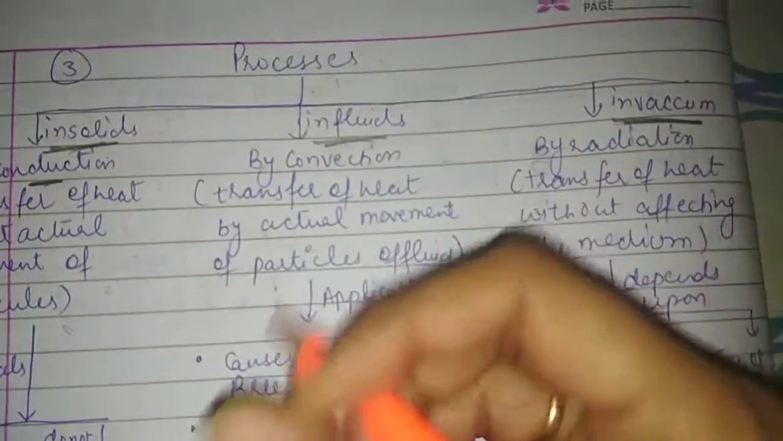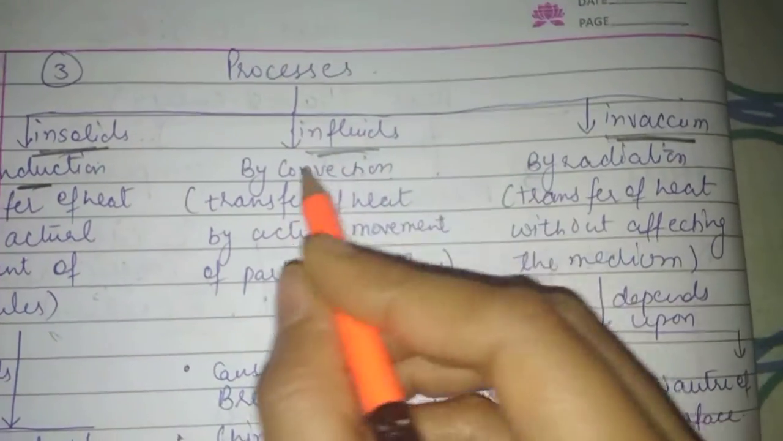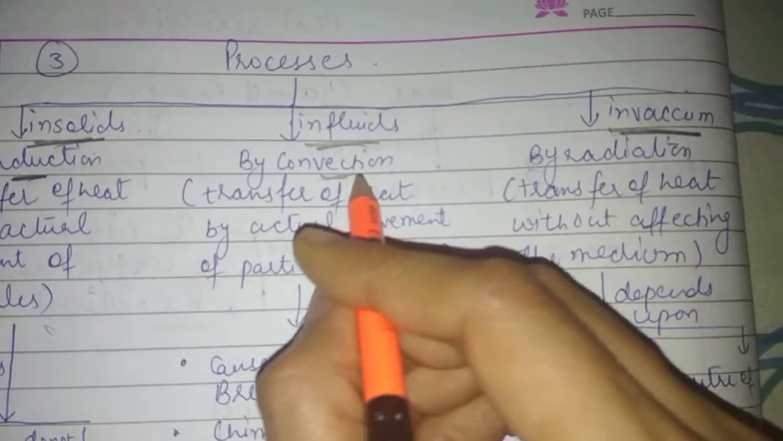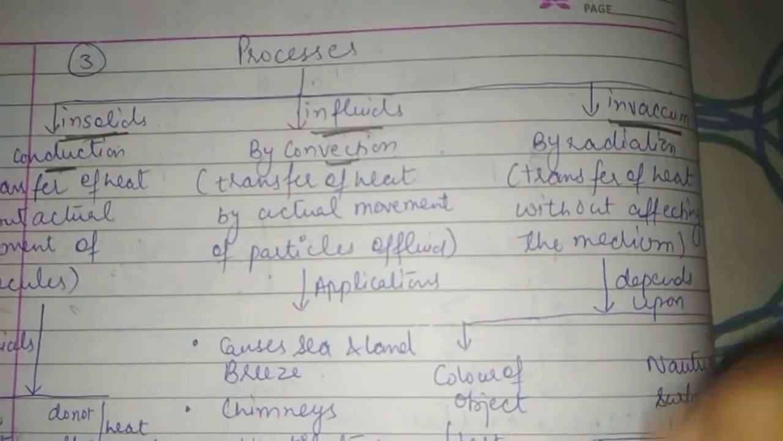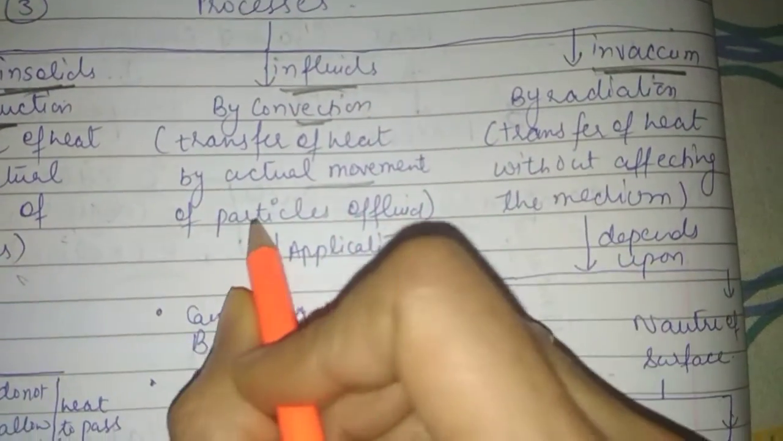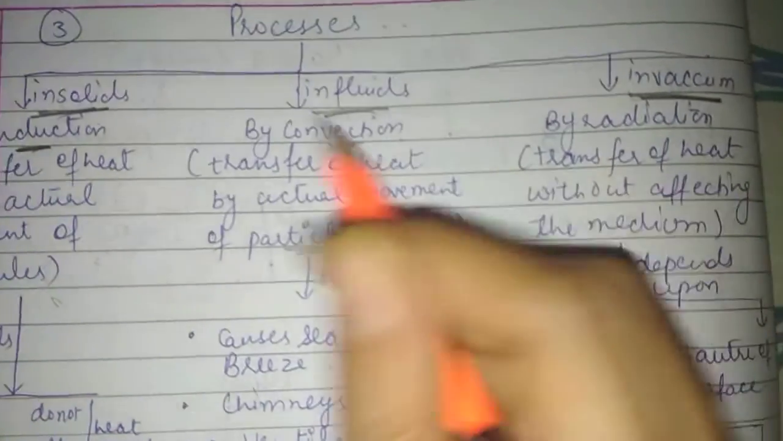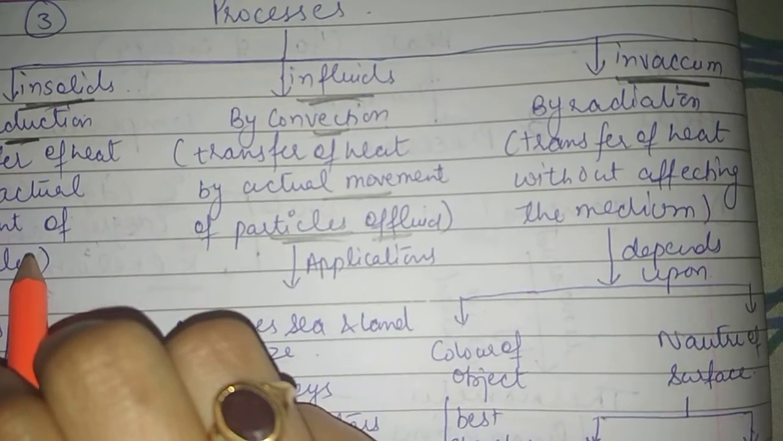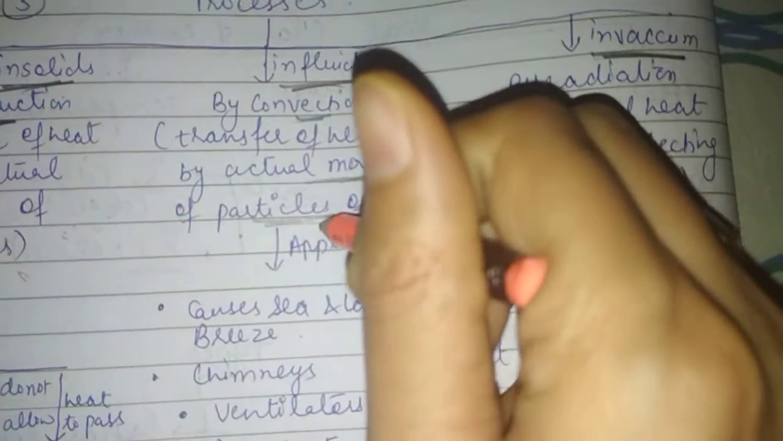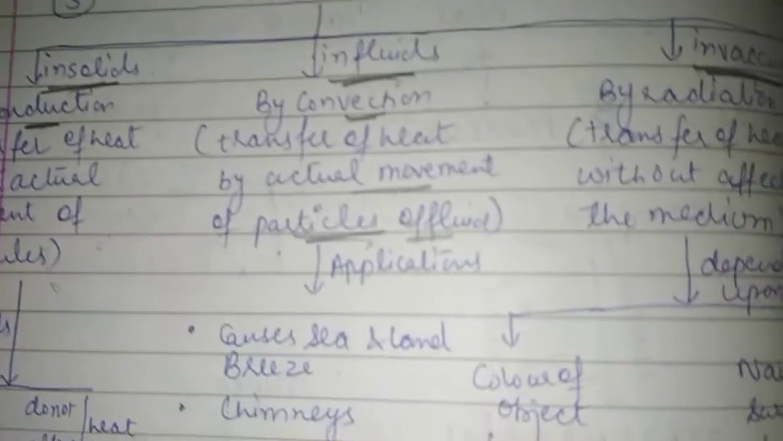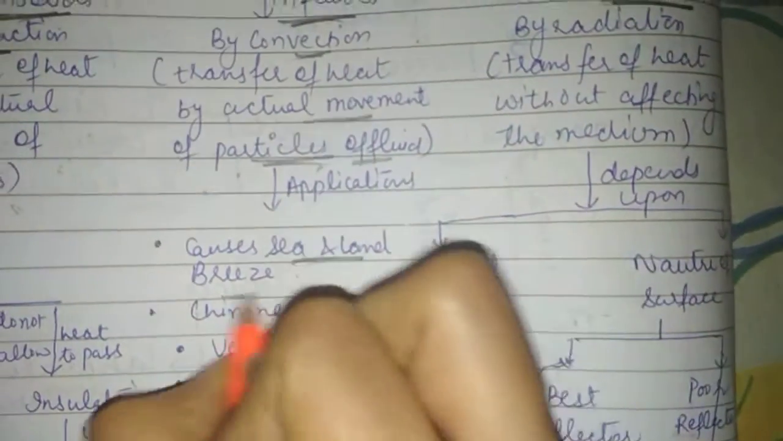See, in fluids, heat is transferred through the process of convection. First is conduction, second is convection. In convection, transfer of heat takes place by actual movement of particles of the fluid, whereas in conduction it happens without movement of particles. Main applications are: it causes sea and land breeze, and it is used in chimneys, ventilators and room heaters.